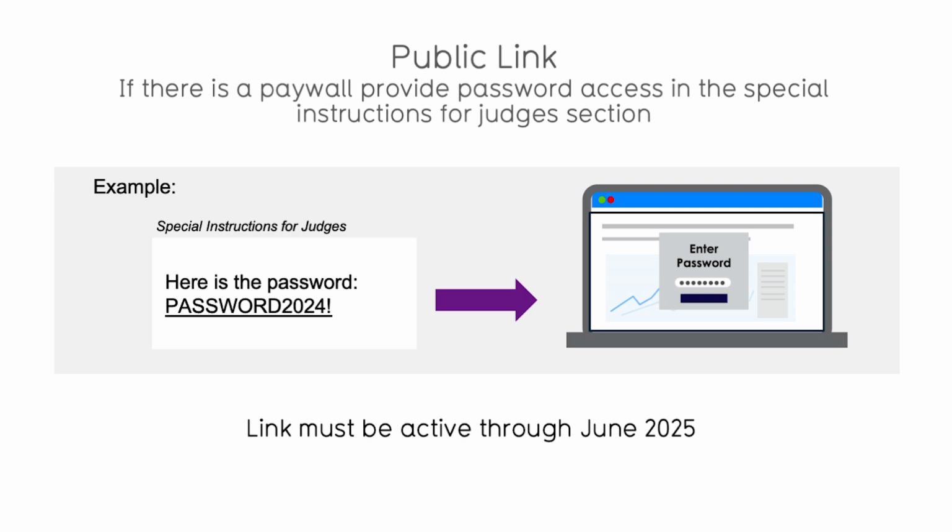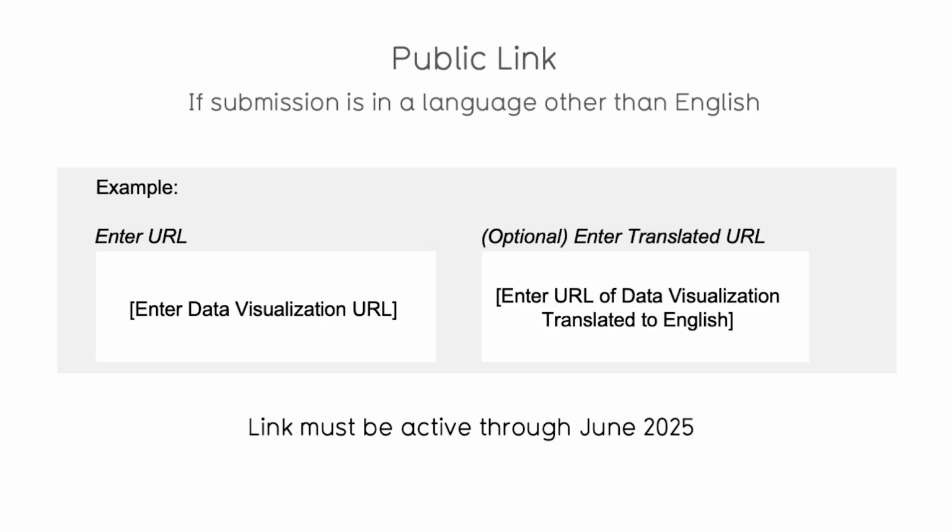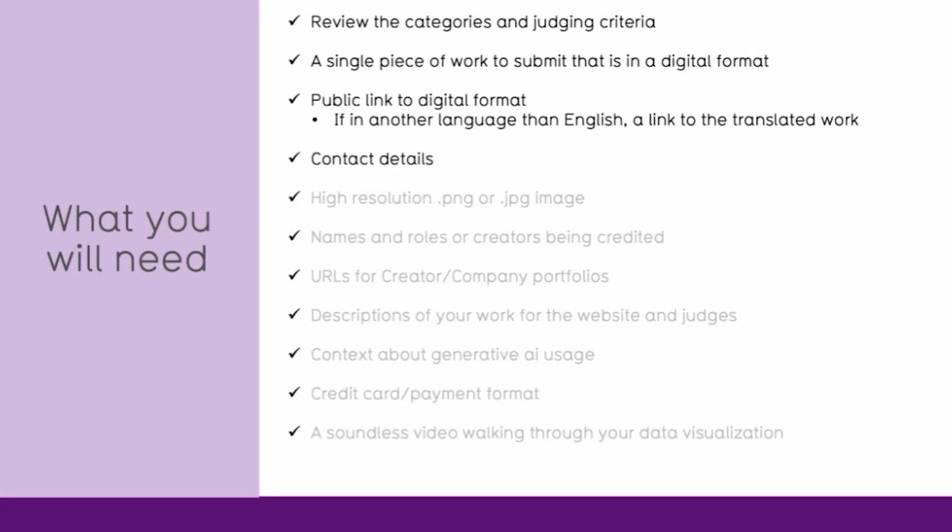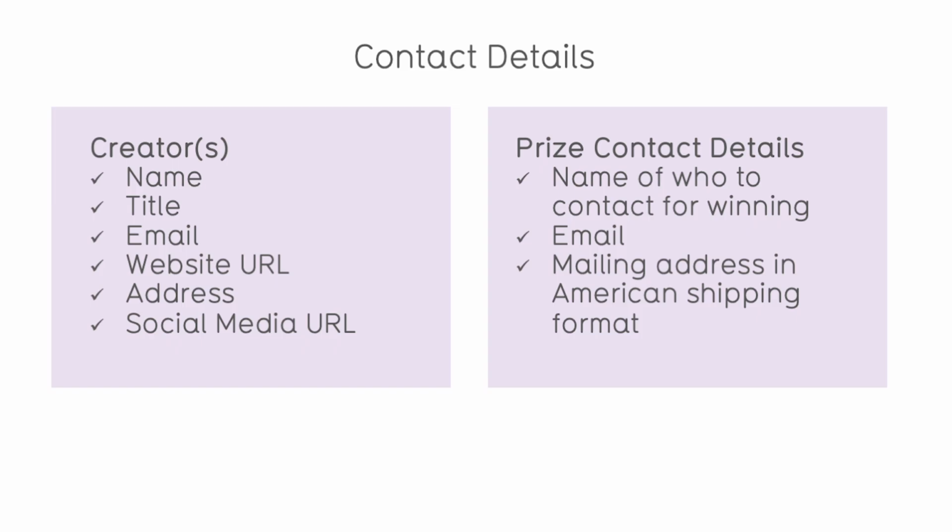So there will be a place in the form to provide a login for judges to be able to access the visualization. If your work is in a language other than English, you'll have the option to share a translated work, but please submit the original language entry in the form. Share your contact details. This will include an email with your name and profile, so you need to create a user profile, otherwise we won't be able to reach you.